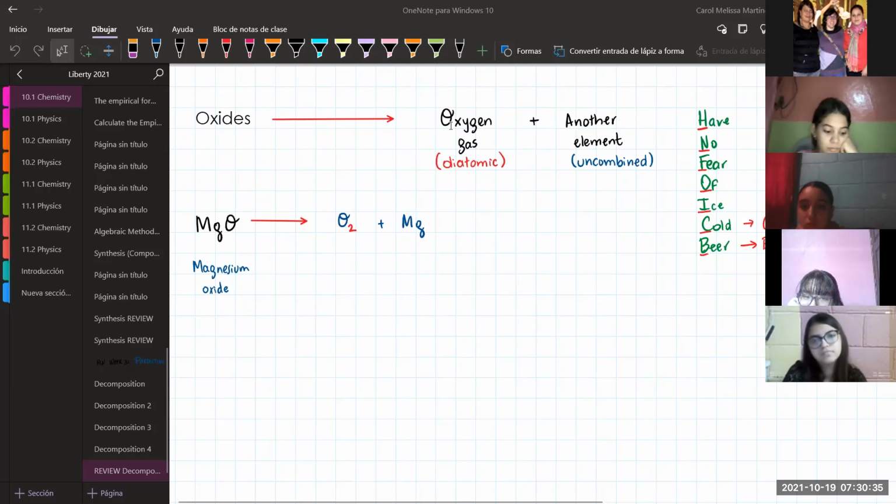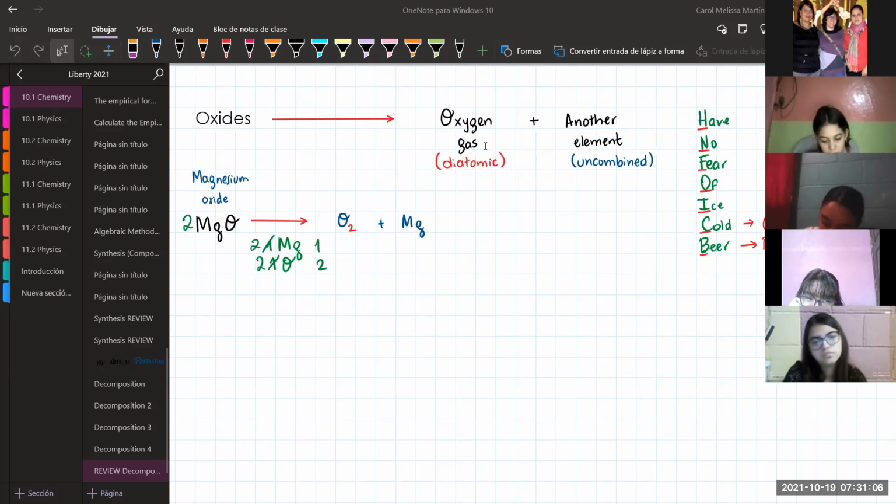Now, what you do after is check that it is balanced. So as you can see, it's not balanced. So you balance them. You have 1 and 1 in the reactants. You have 1 and 2 in the products. So you place 2 over there. And my magnesium and oxygen are going to change. Okay. Now just to balance magnesium, put that 2 in front. And it will be balanced already.